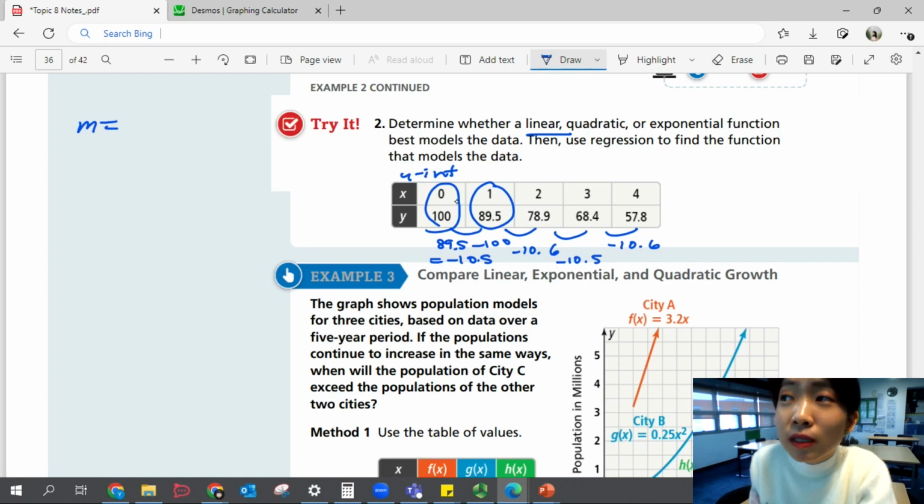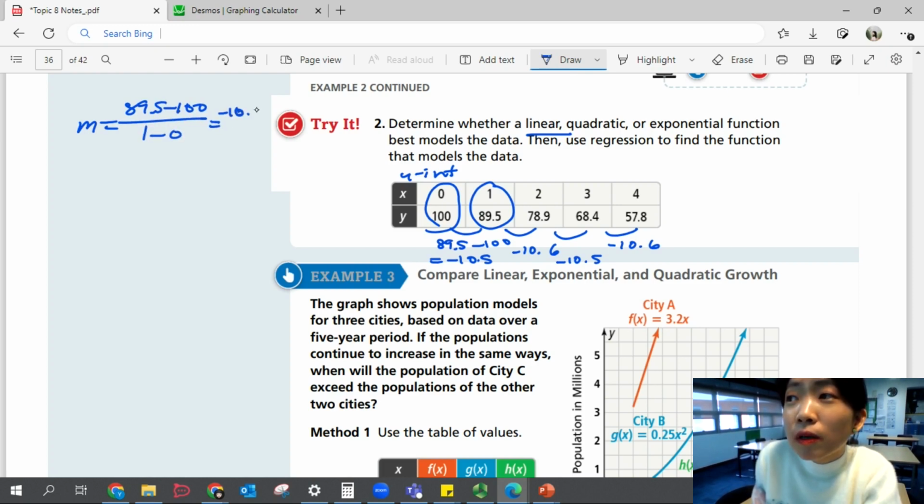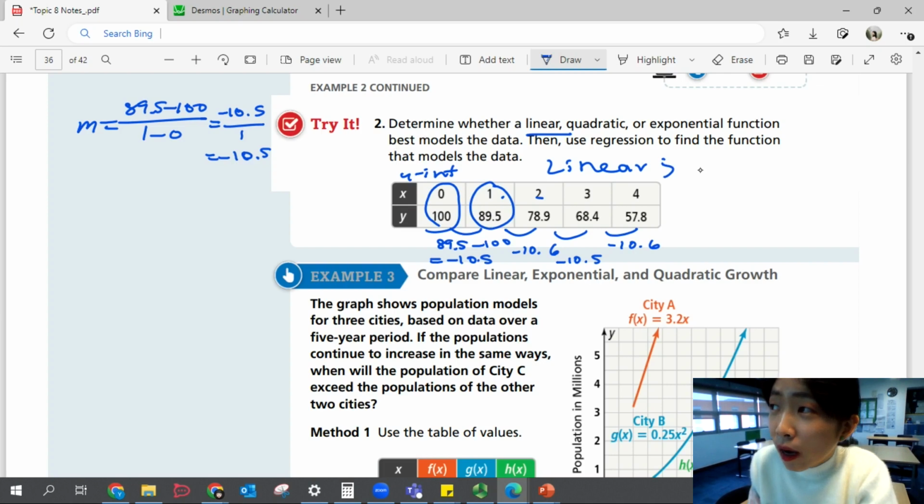So if you get a slope between these 2 points, you get 89.5 minus 100 over 1 minus 0. So that's negative 10.5 over 1, which is negative 10.5. Okay, so if you pick these 2 points, you'll probably get negative 10.6. They're pretty close. Okay, so you can write first. Let's write which one. So linear would be the best fit, the best model, and then your equation could be y equals negative 10.5 x plus 100.